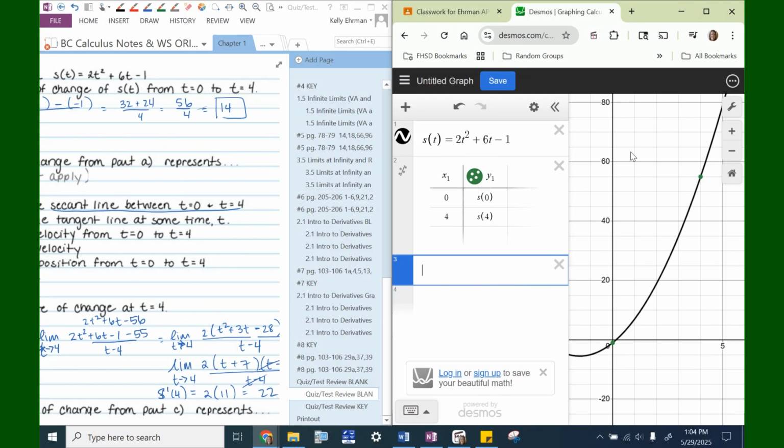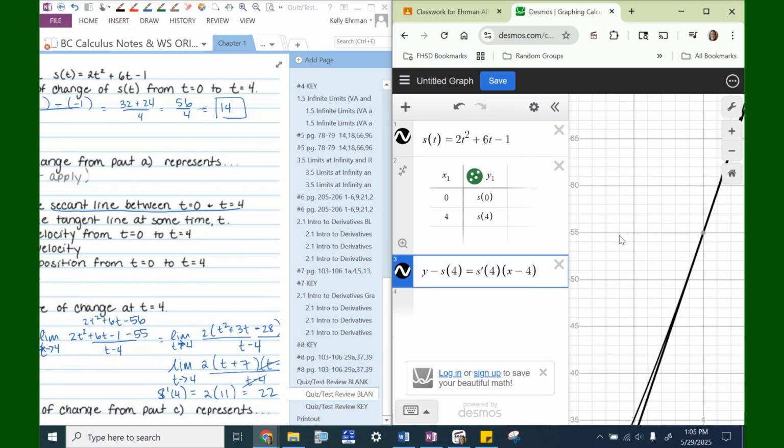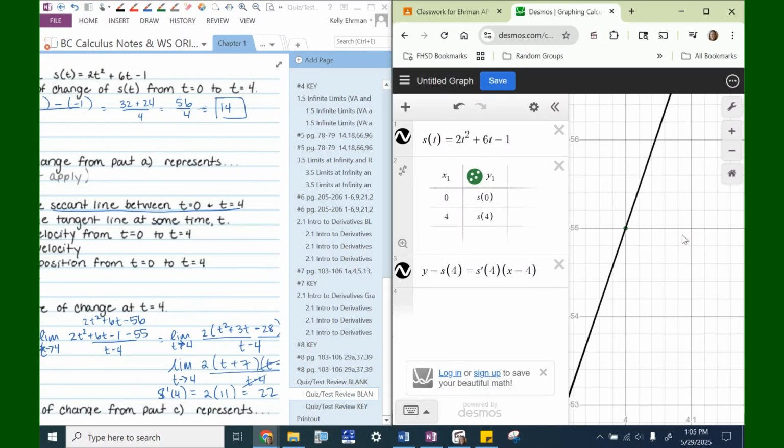We have the points for s of 4, so I should be able to say y minus s of 4 equals, we'll see if it lets me finish this or not, s prime of 4 times x minus 4. It did it. See, it's happy. So this is kind of cool. I didn't have to actually calculate any of this, and it definitely looks like a line tangent to the graph. And when I zoom way in, I can hardly tell any difference between these two graphs.